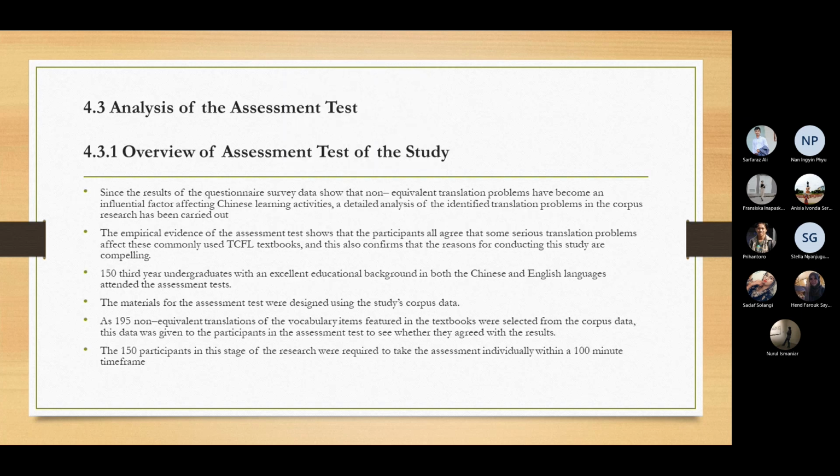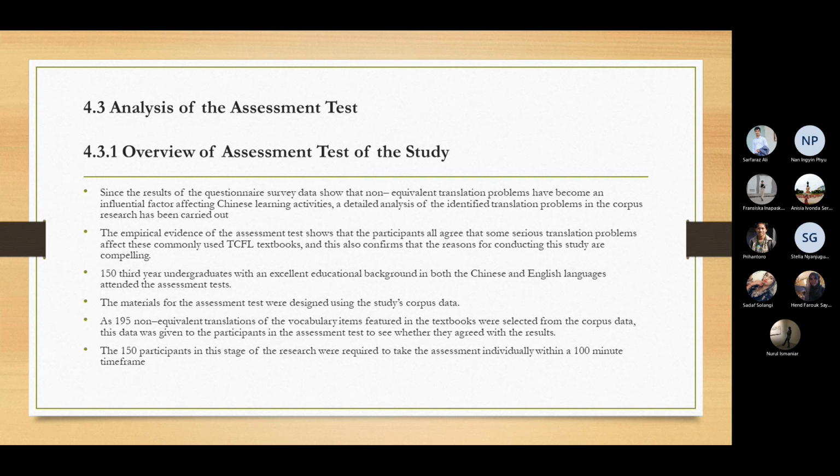So another part of the chapter was the analysis of the assessment test, and this was part 3. In the very first part, an overview of the assessment test was given. The questionnaire survey data in this part shows that the non-equivalent translation problems have become an influential factor affecting Chinese learning activities. A detailed analysis of identified translation problems in the corpus research has been carried out.